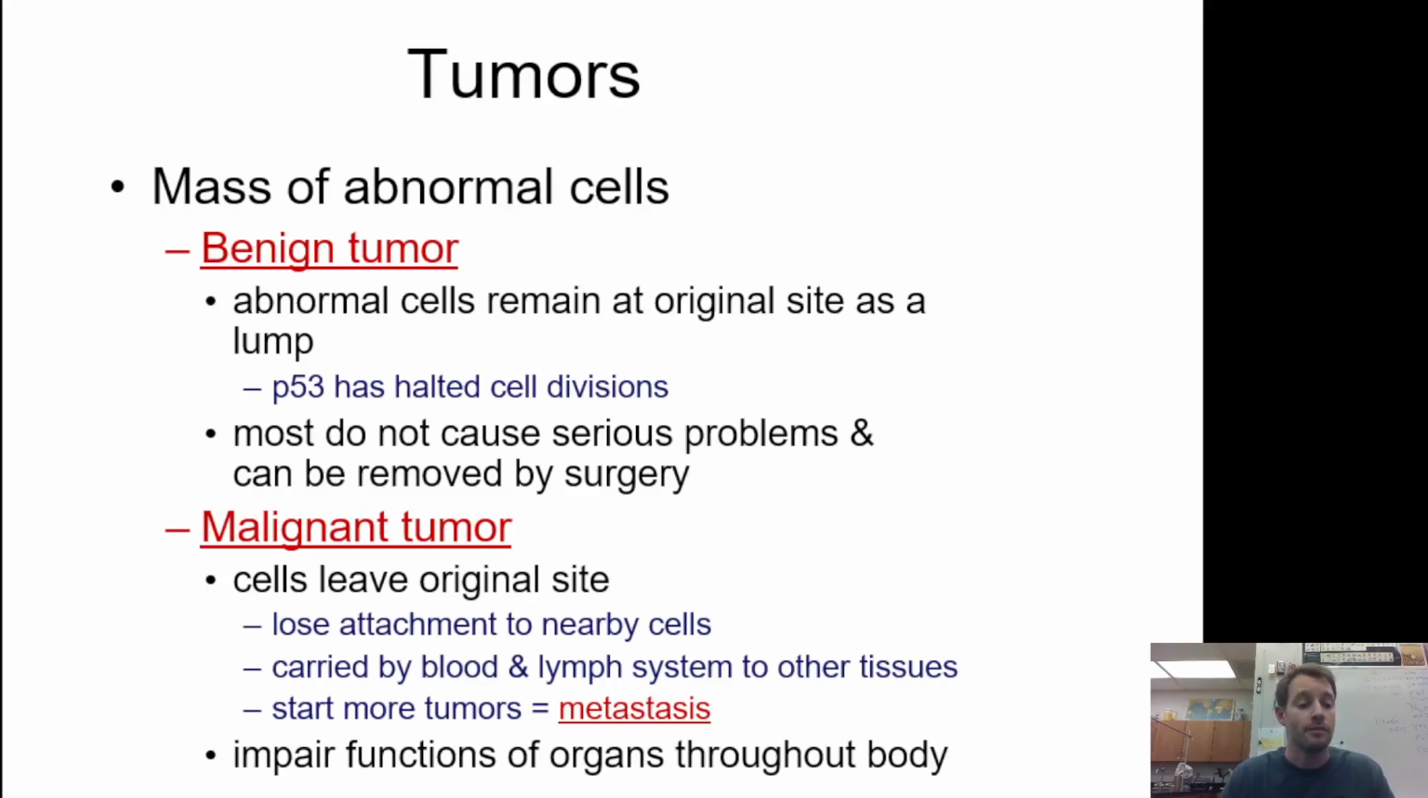The bad type of tumor, the malignant tumors, are the ones that cause problems. These are when cells can leave the original site and lose attachment to nearby cells, and then the blood and the lymph can carry these cancerous cells to other tissues, and then it's going to spread. So this can then initiate more tumors in different parts of the body, and this is called metastasis. This impairs functions of organs throughout the body, and this is usually going to be deadly.